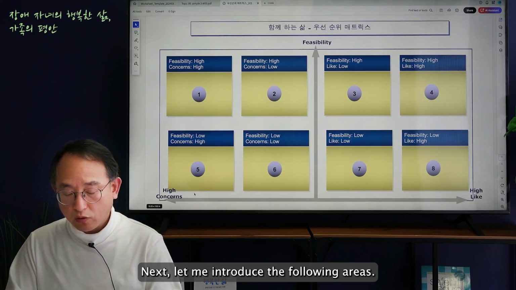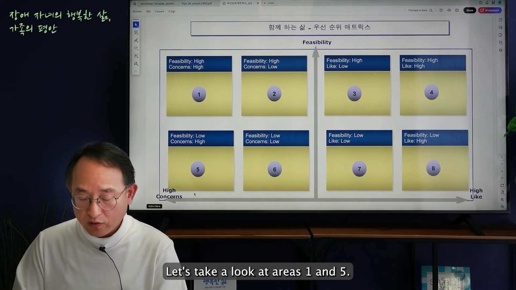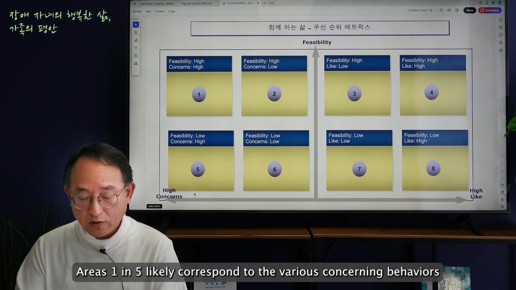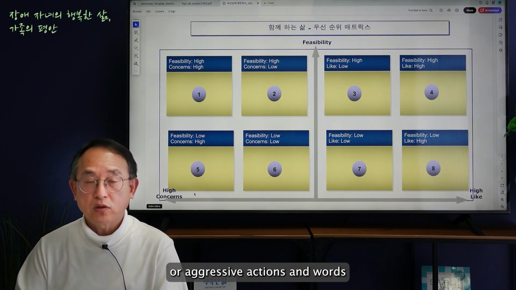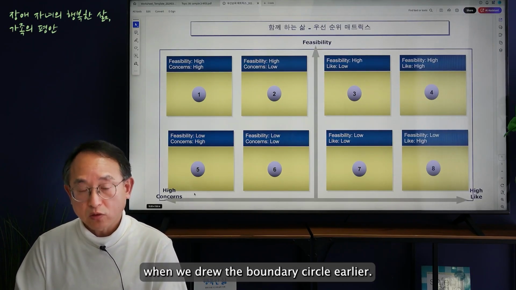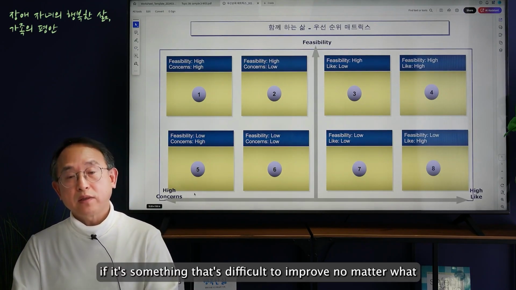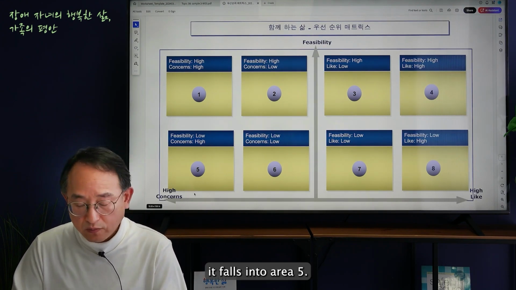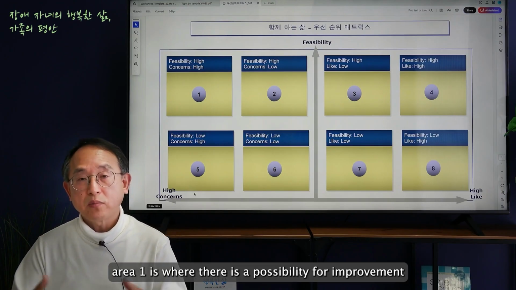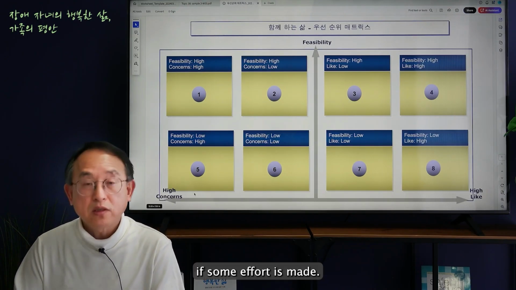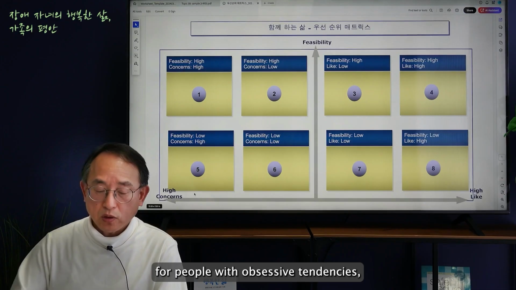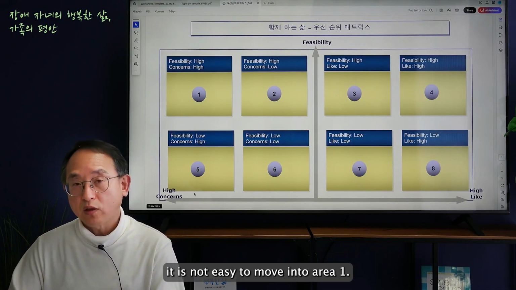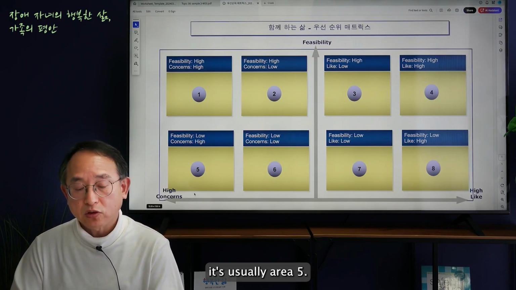Next, let me introduce the following areas. Let's take a look at areas 1 and 5. Areas 1 and 5 likely correspond to the various concerning behaviors or aggressive actions and words that were outside the boundary when we drew the boundary circle earlier. Among those, if it's something that's difficult to improve no matter what, it falls into area 5. On the other hand, area 1 is where there is a possibility for improvement if some effort is made. However, for people with obsessive tendencies, it's not easy to move into area 1. So, in cases of obsession, it's usually area 5.